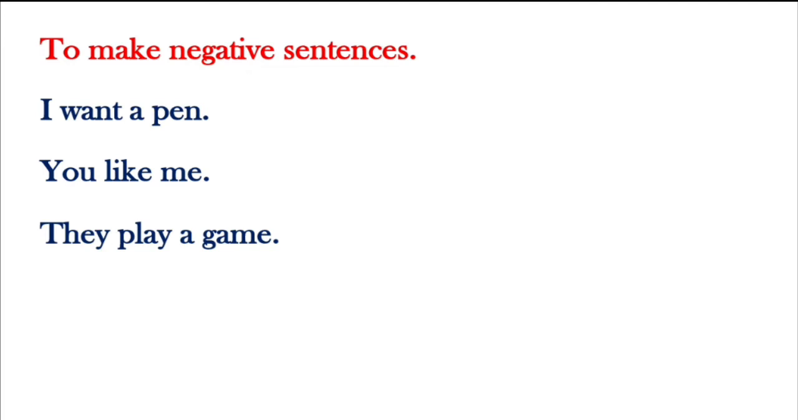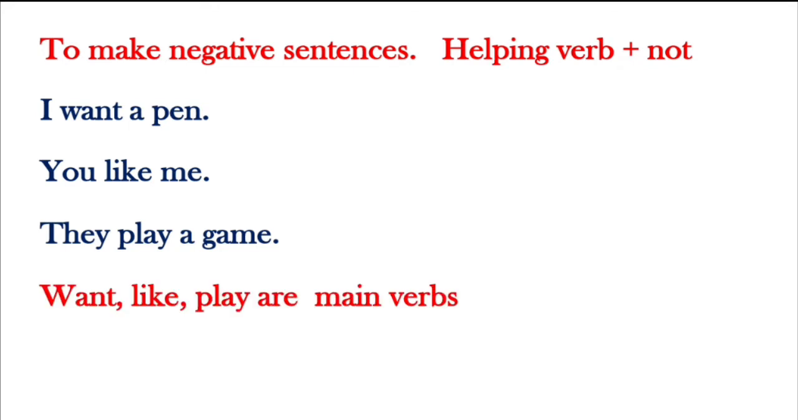To make them negative, in English grammar there is a rule: the negative not should always be after the helping verb. But look at these sentences: I want a pen, you like me, they play a game. Here want, like, play are the main verbs. There is no helping verb or auxiliary in the sentence. To make them negative, we need an auxiliary or helping verb. So for these three sentences, look at the subjects: I, you, they.